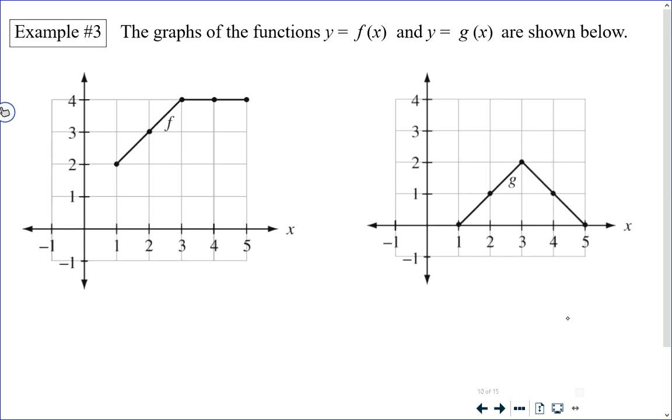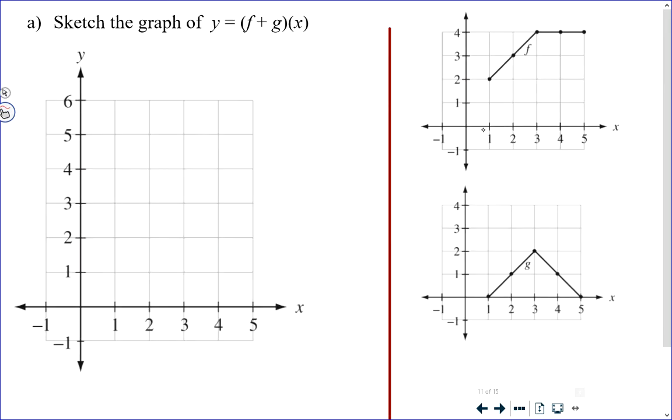Speaking of graphs, example 3 gives you two graphs. One function is f and one function is g. Notice that the domain of each of these functions is 1 to 5. They're both defined from 1 to 5. And that means that the domain of the sum or difference of the functions will also be from 1 to 5. All right, so A says, sketch the graph of f plus g. Don't forget that you are always adding the y coordinates.